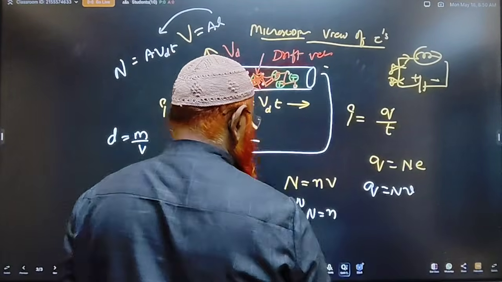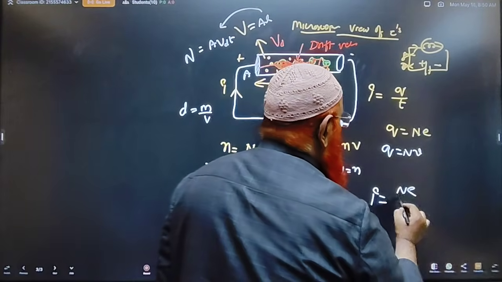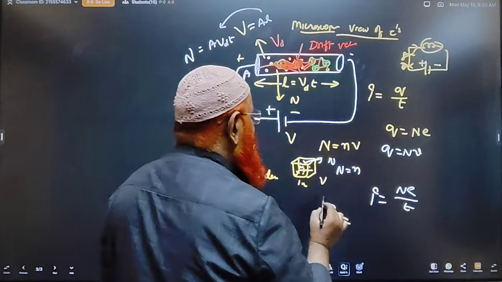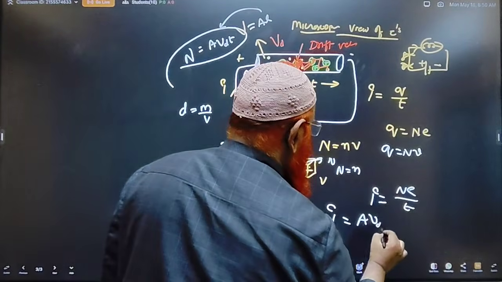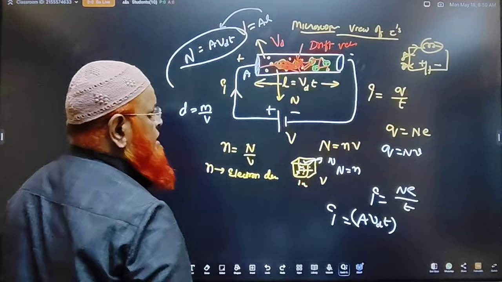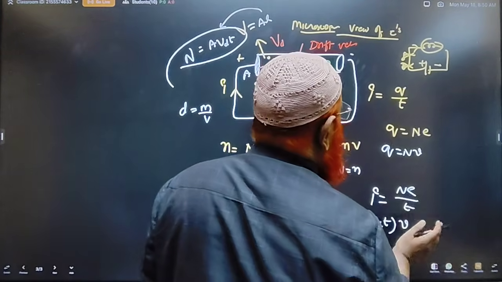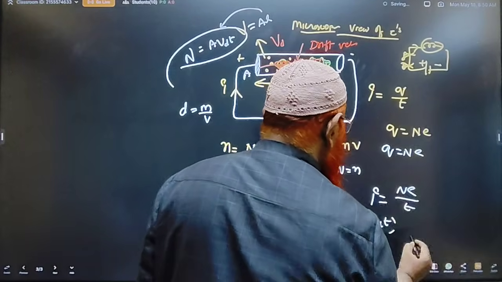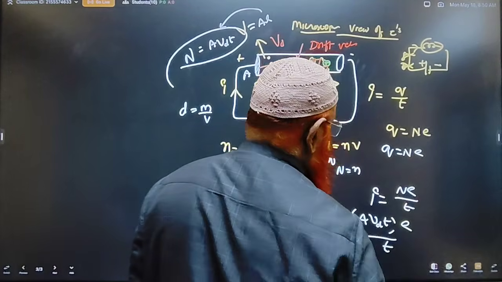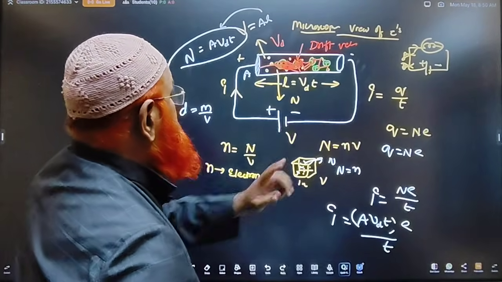So what are you going to do now? Okay, so I am getting now I. I is equal to Q, that is N into e by t. So what is N here? N means this value. That is nothing but n into area into drift velocity into time. Is it okay? So I'll write here N into e divided by t. Understood? So what was it actually? Capital N is equal to small n into V.